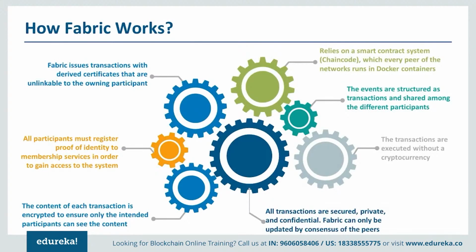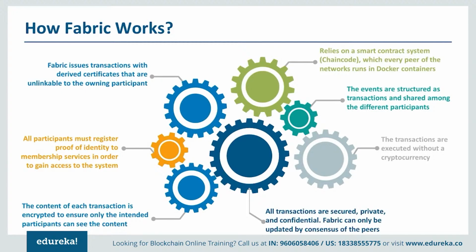How does Fabric work? Fabric issues transactions with derived certificates that are unlinkable to the owning participant. All parties must register and prove their identity to the membership service in order to gain access. The content of each transaction is encrypted to ensure only the intended participant can see it. So each and every content is digitally encrypted using the public-private key, as we have in Bitcoin and Ethereum. All transactions are secured, private, and confidential.